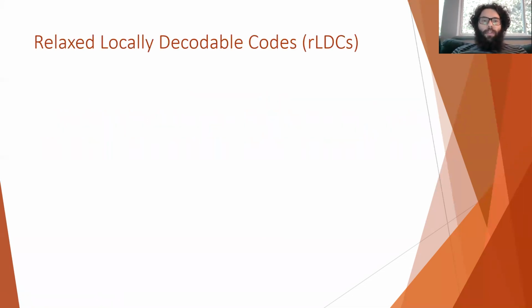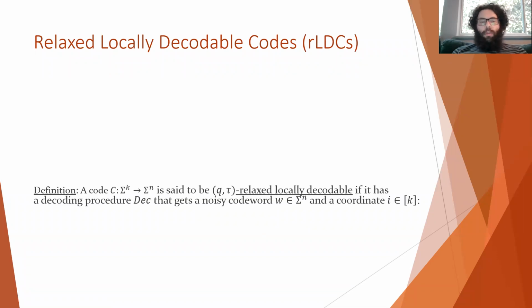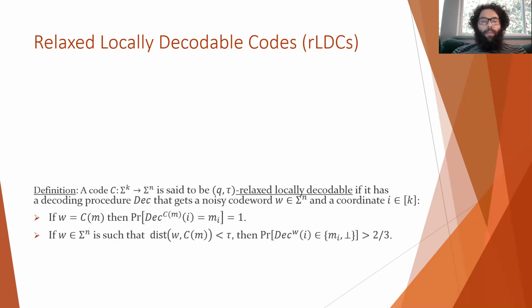Before I present the problems, let me tell you what relaxed locally decodable codes are. I think of a code as an encoding procedure that takes k bits and outputs n bits. We say that this code is relaxed locally decodable if it has a decoding procedure. The decoding procedure gets a codeword W, potentially a noisy codeword, and a coordinate i of the message. It has the following guarantees. If W is a codeword, an encoding of some message M, then the decoding procedure must output the ith bit of M with probability 1.